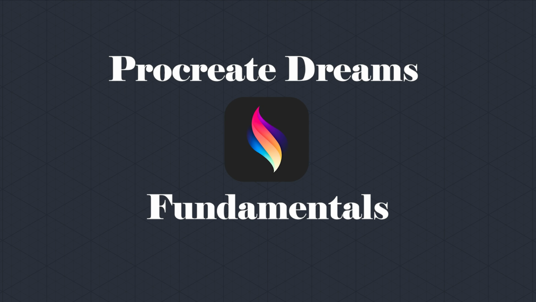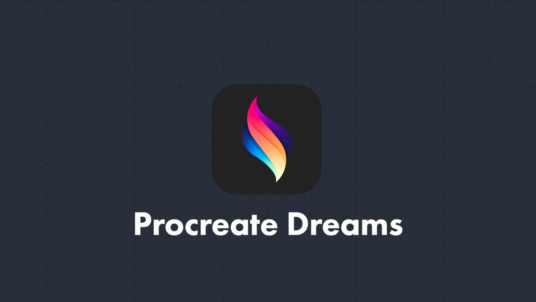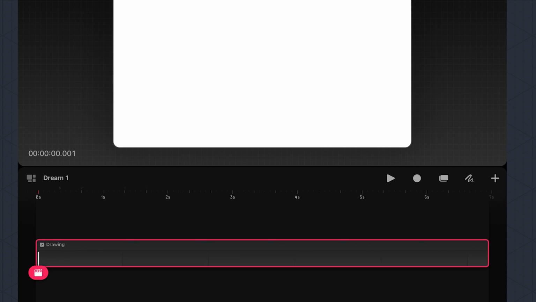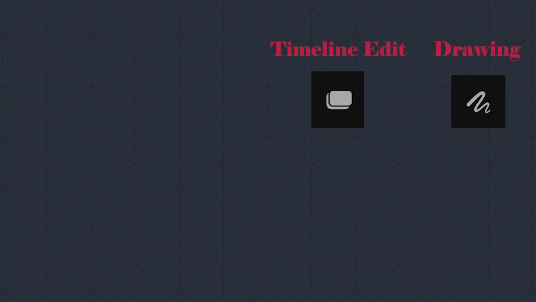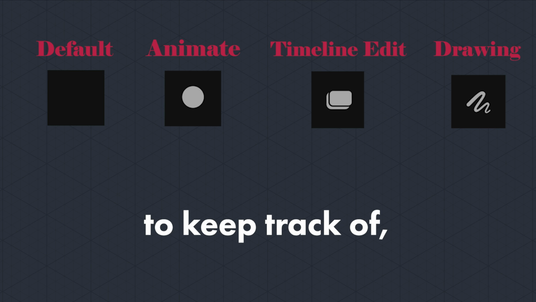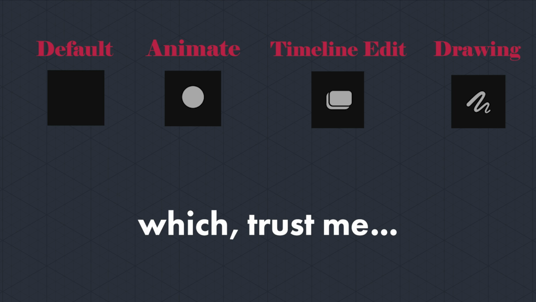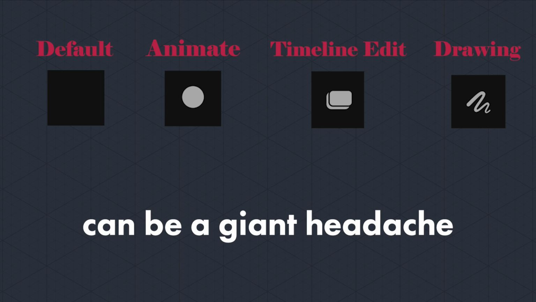Now, let's get started with the unique fundamentals of how Procreate Dreams works. A very important aspect of Procreate Dreams is the fact that we have different modes. These are the drawing mode, the timeline edit mode, the animate mode, and the default mode. This is a very important thing to keep track of because some features will not work properly in some modes, which, trust me, can be a giant headache.